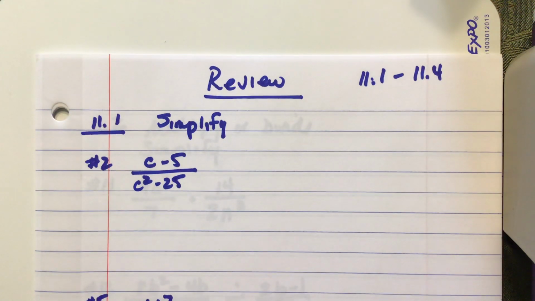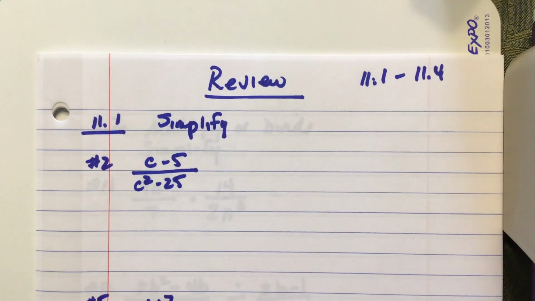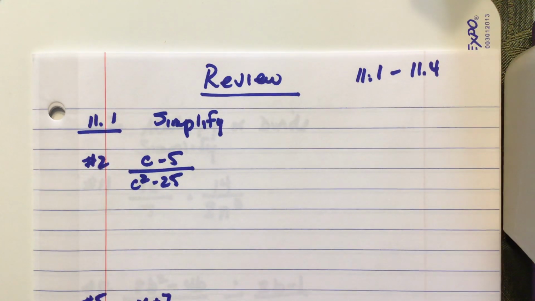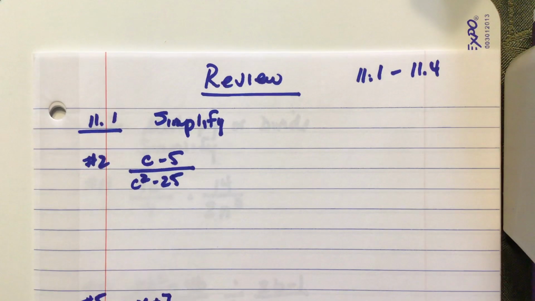So today we're going to do a couple of review problems from the study guide for chapter 11, sections 1 through 4. So we're going to do number 2 first. And what we need to do in this first section is simplify the expression, which means we're going to factor. We have to check the denominator that it doesn't equal 0 and simplify.